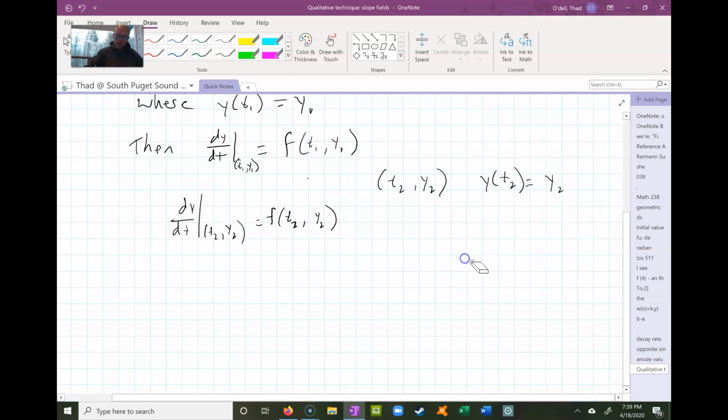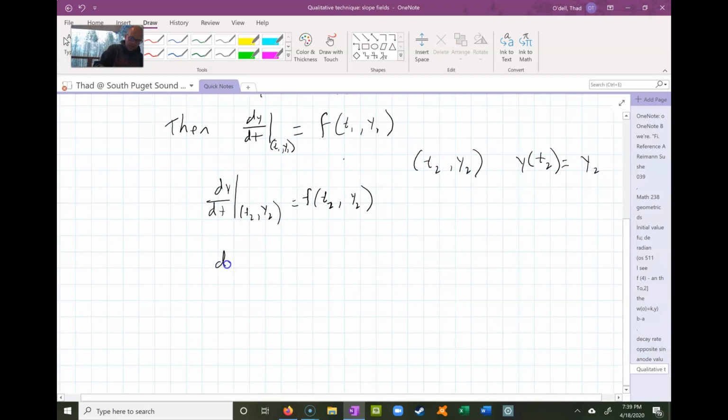So let's look at an example. We'll pick dy/dt is equal to, say, y minus t. So here's a differential equation that involves both y and t.